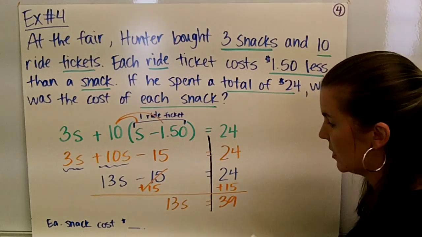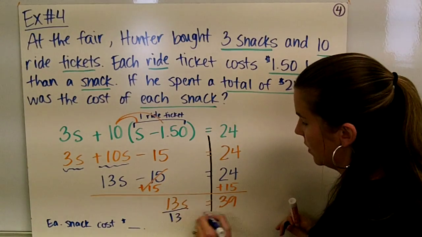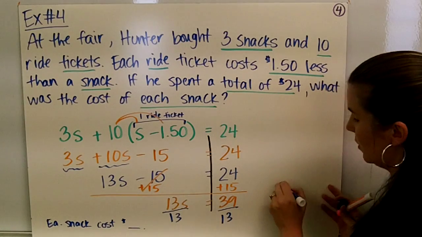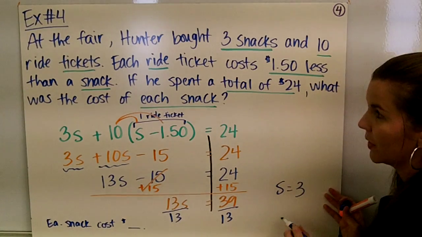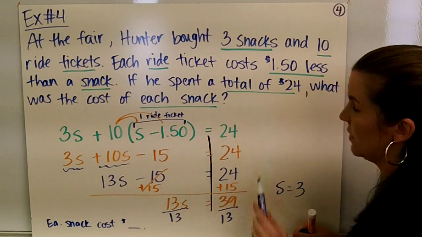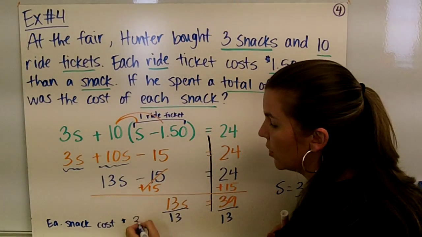And divide both sides by 13. 13 goes into 39 3 times. So s equals 3. Make sure you answer the question. If he spent a total of $24, what was the cost of each snack? Each snack cost $3.